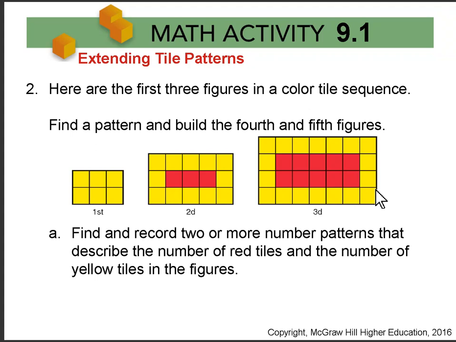In question 2, we have a different type of color tile sequence. This one's made of yellow and red tiles. And again, think about how this is built and build the fourth and fifth figures. And then find and record two number patterns to describe the red and yellow tiles.